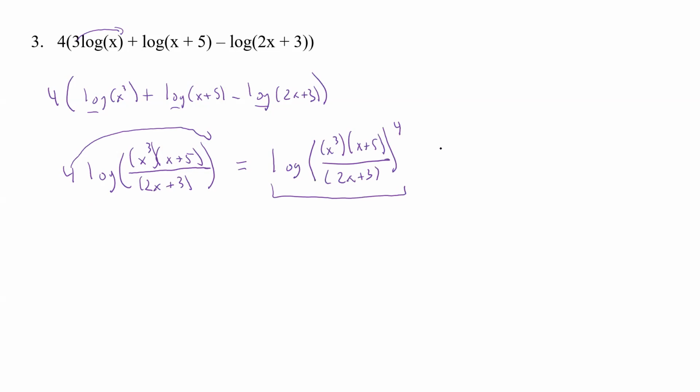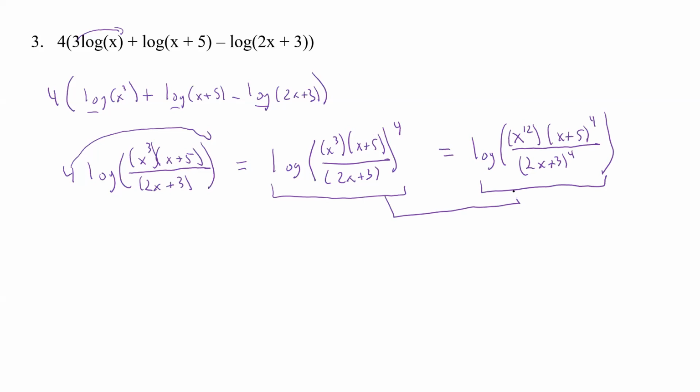The other one would be to actually use the power and take each of those to the fourth power. And so when we do that, that would give us x to the 3 times 4 is 12, and then we'll have x plus 5 to the fourth, all over 2x plus 3 to the fourth. And so that would be another possibility.